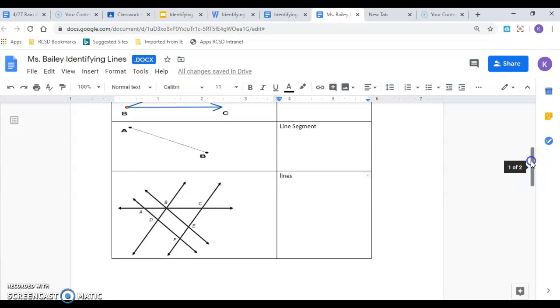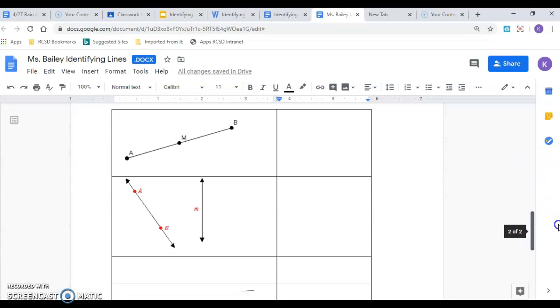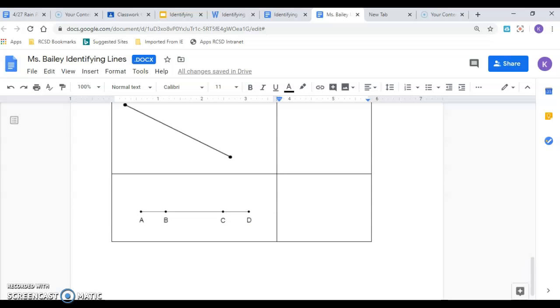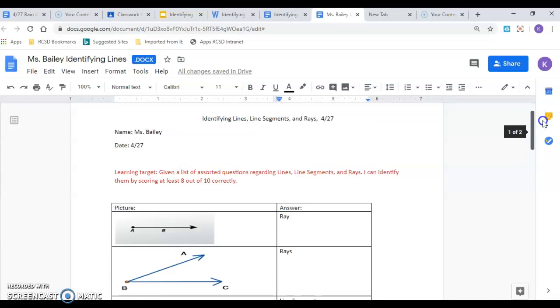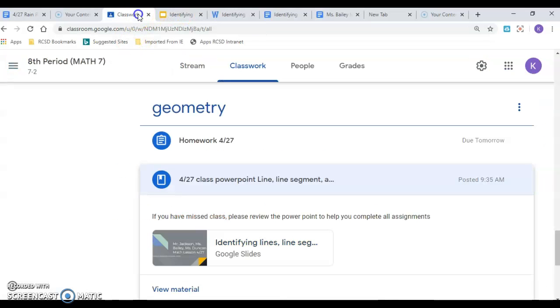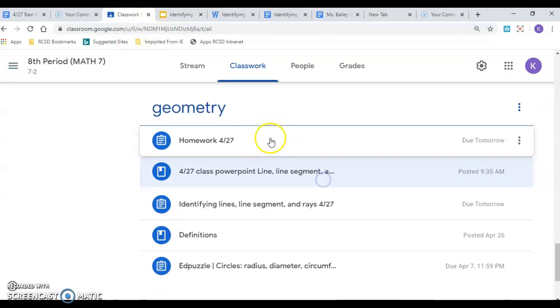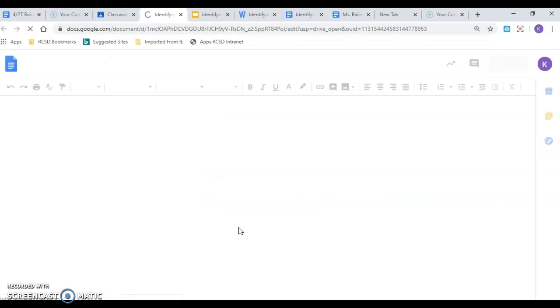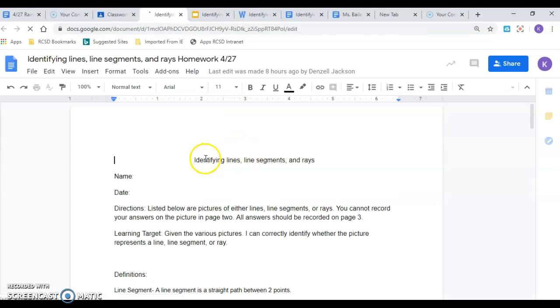Okay, and then there's a whole other page here that you need to fill in and tell me whether you see a line segment, a line, or a ray. After you do that, you're going to hit turn in. And then the last thing from today's classwork that you'll see here is this homework. So I'm going to open this up for you and talk through the directions of this.